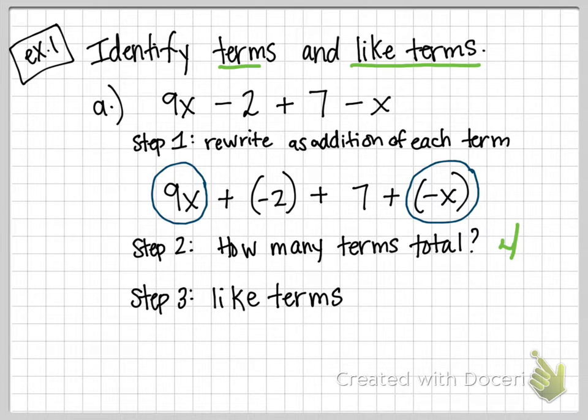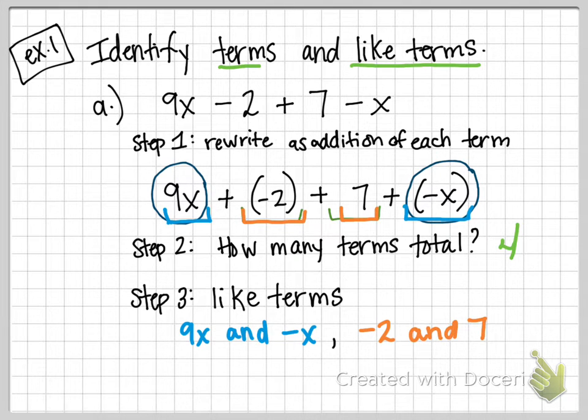Okay. What are my other like terms? What are my other like terms in this expression? Hazen? Negative 2 and 7. Why are those like terms? Finn? Because they're constants. Constants are like terms. Okay? So we have our terms, all of them, and then we separate them into the terms that are like terms. All right? So 9x and negative x, and then our constants, negative 2 and 7. Those are our sets of like terms. We group them together. Good so far?